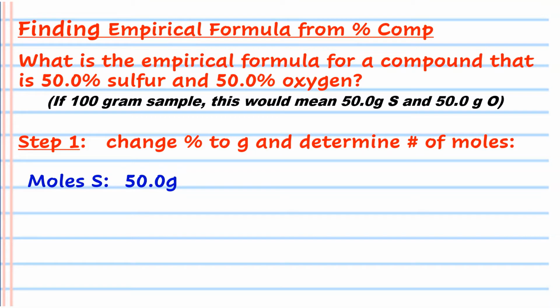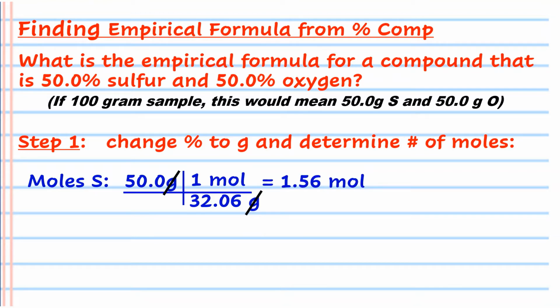So we're starting with 50.0 grams. We need to get rid of grams using dimensional analysis. So we're going to put the molar mass in the denominator. So when we look up sulfur on the periodic table, its molar mass is 32.06 grams. That's equal to 1 mole. So we would cross out the grams, multiply across the top, divide by the bottom, and that comes out to be 1.56 moles. We're going to do the same thing for oxygen.